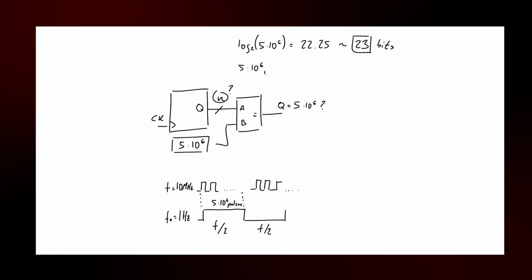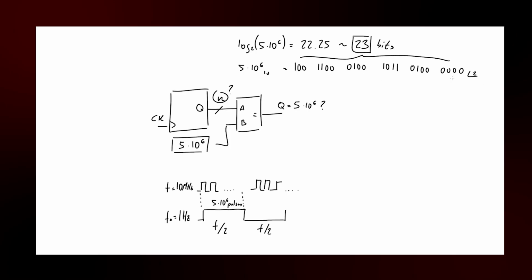If we write 5 million in binary, that will be 100 1100 0100 1011 0100 0000. If we count the number of bits, we have 23. Nice! So we need a 23-bit counter, and as we said, we need to generate a pulse when the counter reaches 5 million. This pulse will then toggle a bit, generating the 1 Hz signal we were looking for.